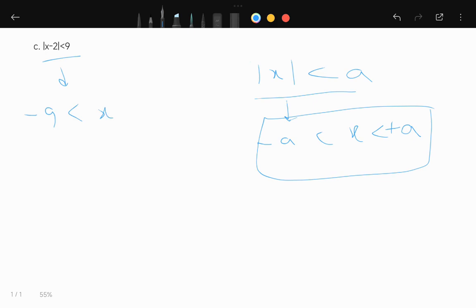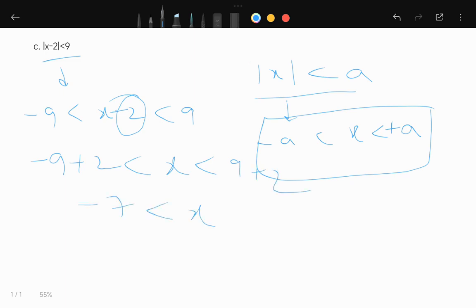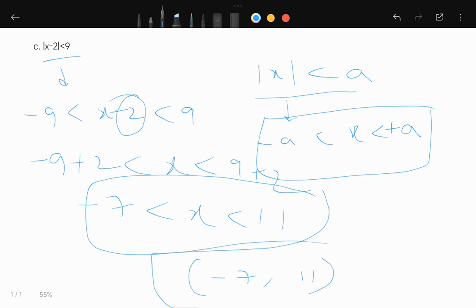Minus 9 less than x minus 2 less than 9. So let us remove this minus 2 by adding 2 on both sides. Minus 9 plus 2, x, less than 9 plus 2. Minus 7 less than x less than 11. So minus 7 to 11 is the range of the values of x. Thank you.